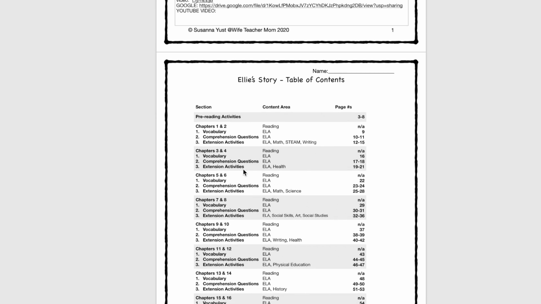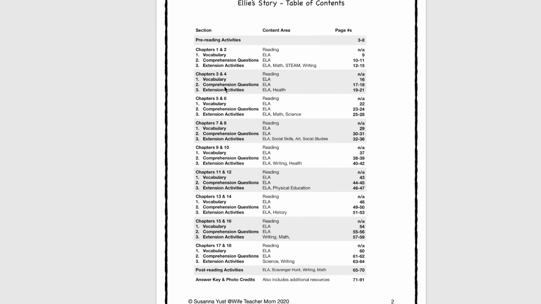So let's continue here. You can see a table of contents. It shows you how the unit is laid out. We start with pre-reading activities. There are several of them to choose from. Each chapter will have vocabulary, comprehension questions, and extension activities. The vocabulary is 1 page long. The comprehension questions have 2 pages, and the extension activities will generally have an ELA or writing component, and then another subject as well. For the comprehension questions, there are 10 questions.